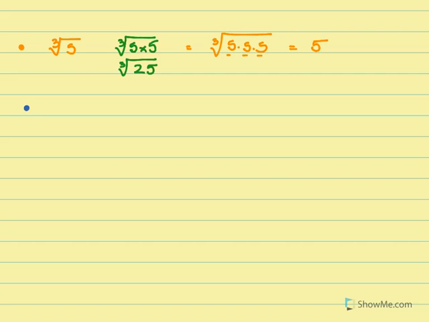Let's go ahead and find now the rationalizing factor of cube root of 25. What would be the rationalizing factor? Let's first break it up. So cube root of 25 is 5 into 5.